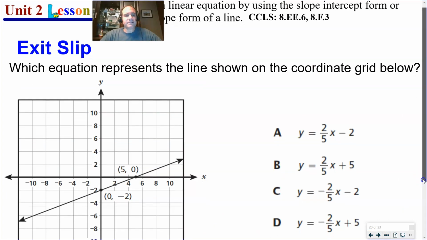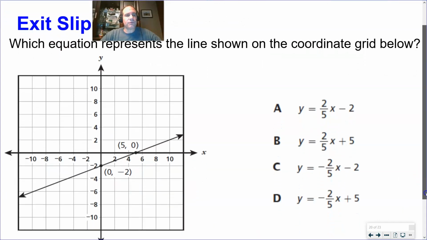So here's the exit slip, and we are going to pause right here. I'm going to let you do this. This is: which equation represents the line shown on the coordinate grid below? Go ahead and see if you can answer this. Press pause and try the problem now.